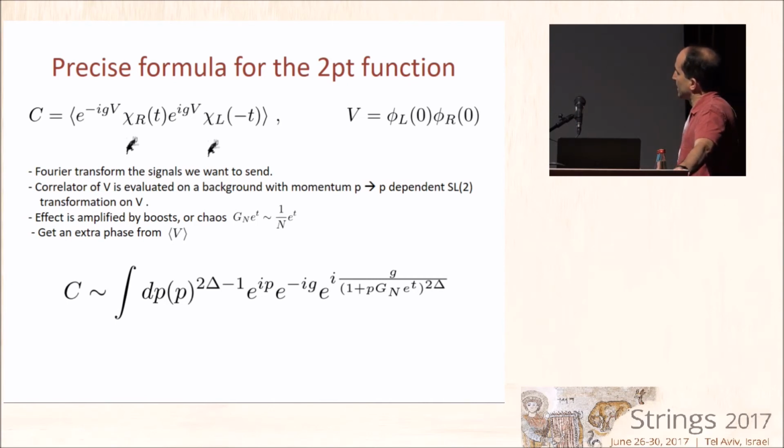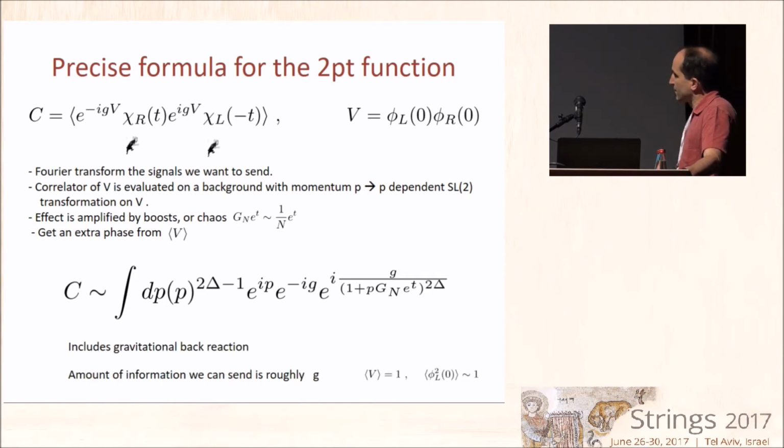And then the fact that V is evaluated on a background, on a trajectory that has been kicked, is related to the appearance of this extra factor here. So the first factor comes from the first expectation value and the second from the second expectation value. And we see the amplification effect, we see the effect is proportional to G Newton, and so on. And this formula includes the effects of gravitational back reaction and the fact that the wormhole closes when you try to send too much information.